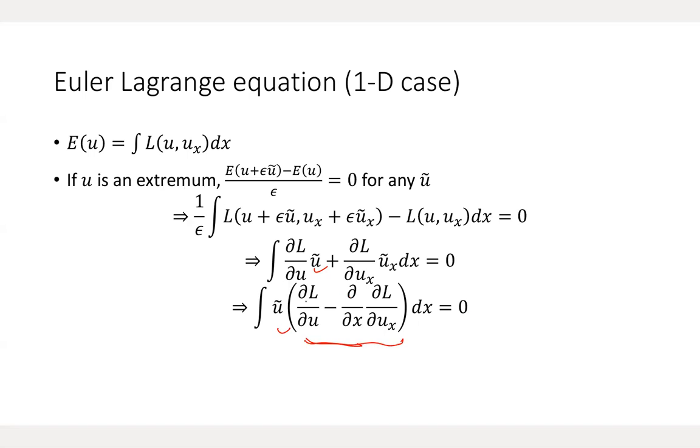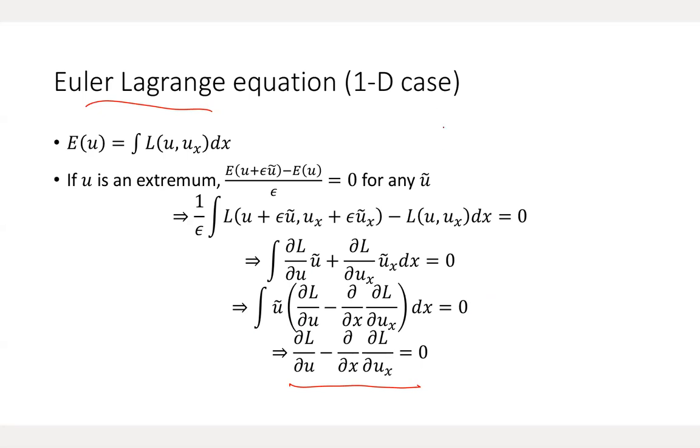And know that u tilde is arbitrary, right? So we can move u in any direction, any variation of u tilde. So therefore, this guy should be equal to 0. If we want this one to be 0, then we better have this one equal to 0. So therefore, we have this one, and this is known as the Euler-Lagrange equation. There are many variations for that.